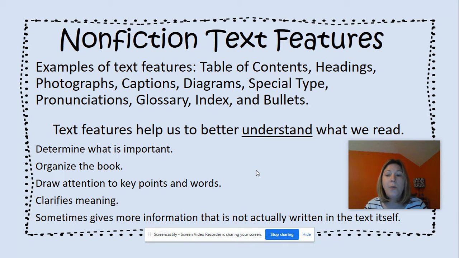So why are we studying this though? Why is it important that we understand what text features are and why they're even included in nonfiction books? That's because text features help us determine what's important in what we're reading. It helps organize the book. It draws attention to key points and important words. It clarifies meaning, which means it helps us maybe understand a word we've never heard before or an idea, a concept. And also, it gives more information that may not actually be written in the text itself.